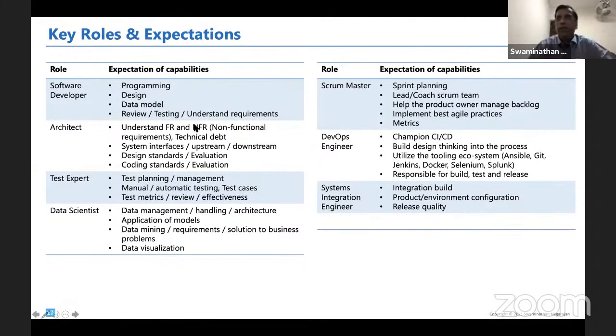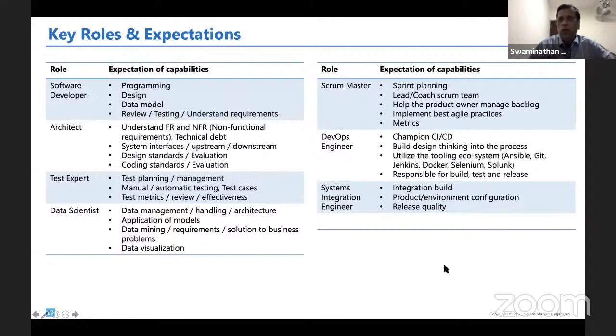An architect should understand functional as well as non-functional requirements. He should know what technical debt is. He should know how to design a system which reduces the technical debt, right? Likewise, these are all called key capabilities. For example, take a DevOps engineer. He should know continuous integration and deployment, right? He should build design thinking into the process. He should utilize the tooling ecosystem and look at how we can actually roll out DevOps in the entire company. So these are all key skills.